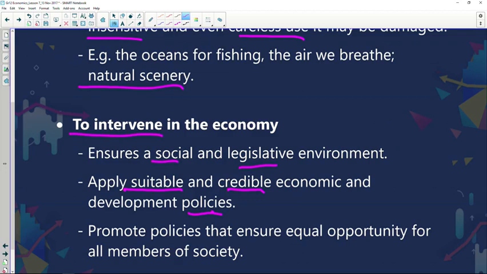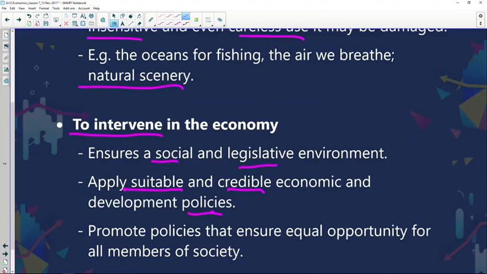And then how do we determine that a policy is credible? If we can see that there's been extensive research done in the process of putting together that policy, then we can say that it's credible, because the information is valid, it has been validated, and it's authentic as well, and it can be used to make sound economic decisions. So it's important that they apply suitable and credible economic policies and also development policies as well.